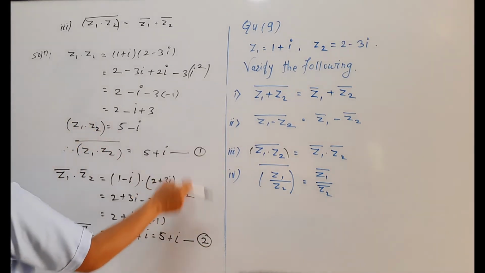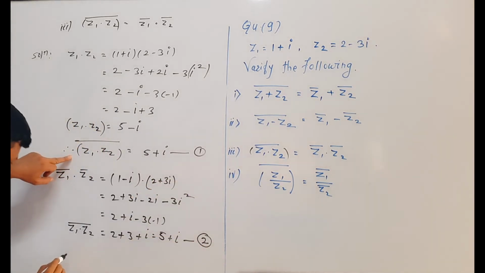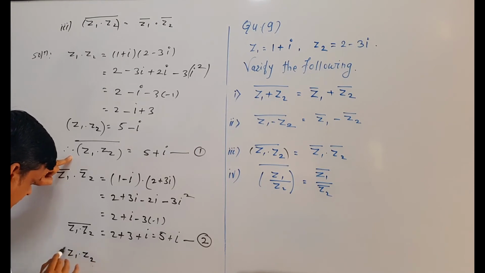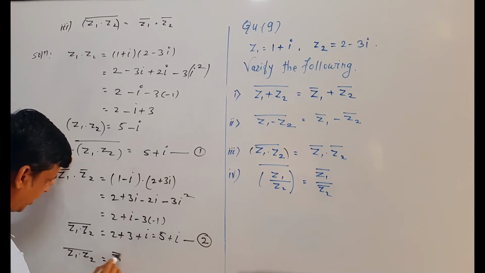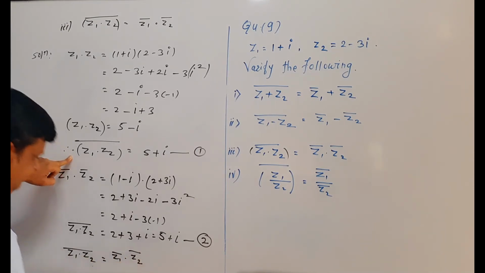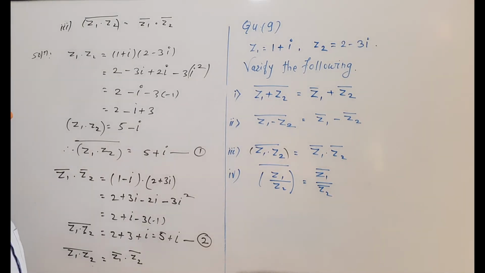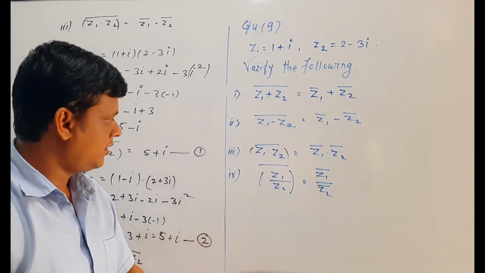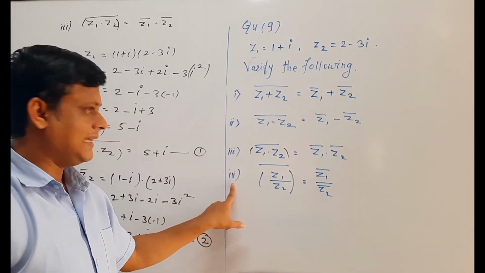So from 1 and 2 we say that the conjugate of a product is equal to the product of their conjugates. So in this way, this third sub-question you can solve. Now we solve this last sub-question.